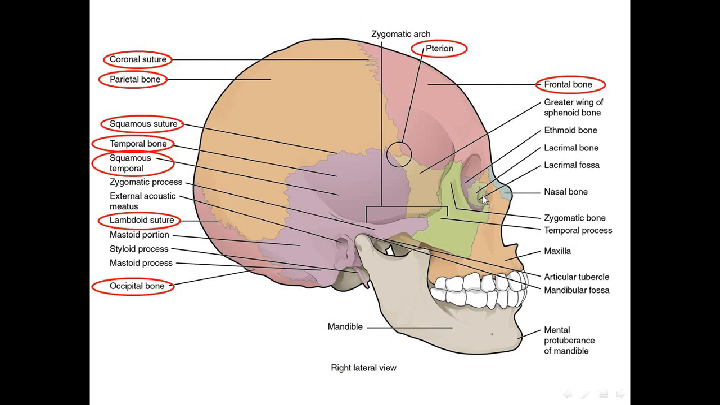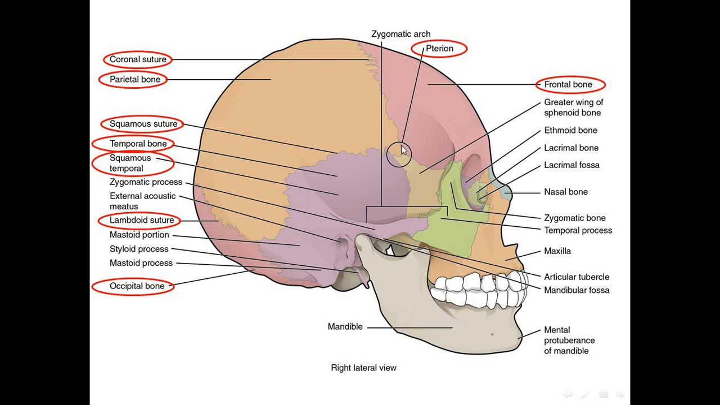This is a lateral view of the skull showing the frontal bone, the coronal suture, the parietal bone, the lambdoid suture which connects the parietal bone to the occipital bone, and the temporal bone to the occipital bone. This point here is the H-shaped suture, which is called the terion.